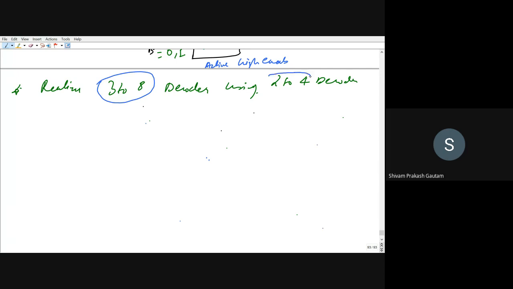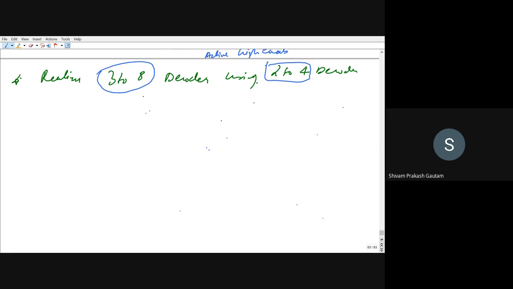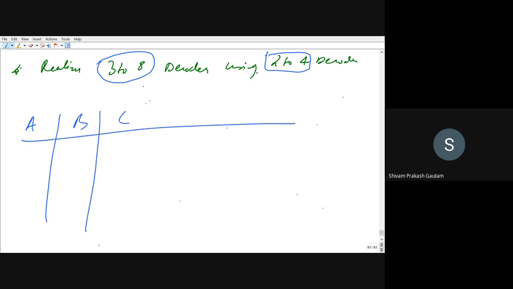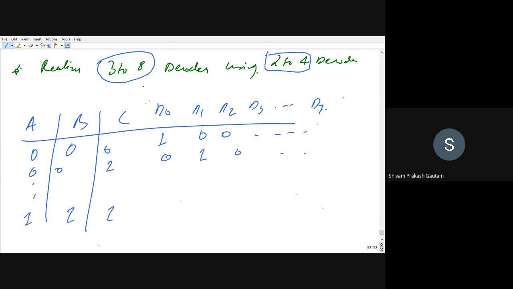But right now you are having only 2 to 4 decoders. So you can use only 2 to 4 decoders to represent a 3 to 8 decoder. How can you do this? You can make a truth table, that is A, B, and C. For the 8 possible combinations, you will get D0, D1, D2, D3 till D7. For 0, 0, 0, D0 will be high, all others will be 0. For 0, 0, 1, D1 will be high, all others low. Similarly, for the last case, that is 1, 1, 1, D7 will be high, all others will be 0.